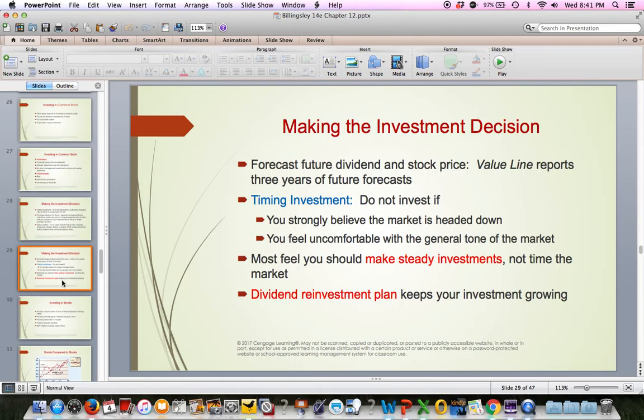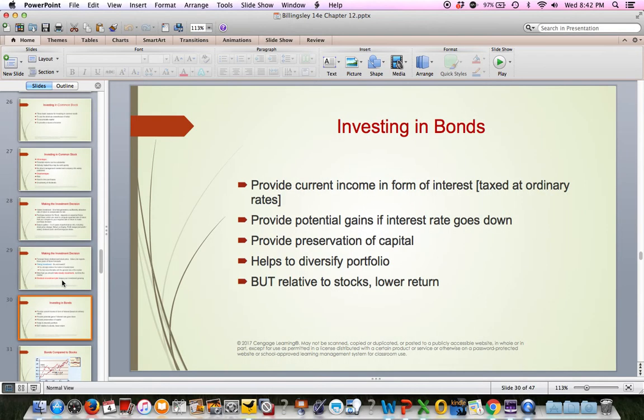You can do what they call the dividend reinvestment plan, where you can go to a company directly. I mentioned that in a previous chapter. You open an investment account with that company, send them your money, and then they will buy the stock for you. And then every time they pay dividends, they will use those dividends to buy more shares of stock in the company for you.